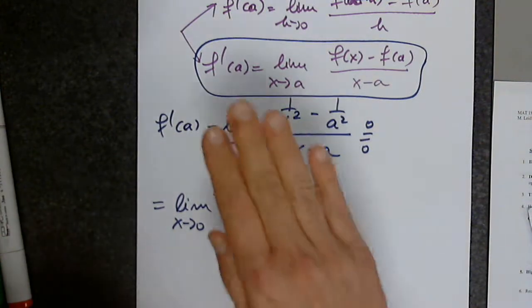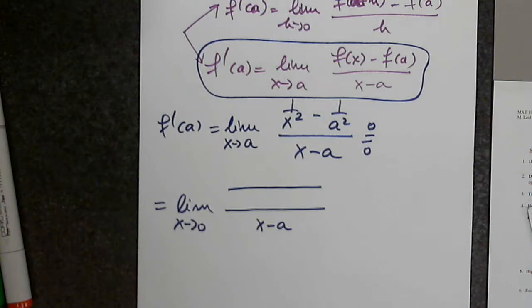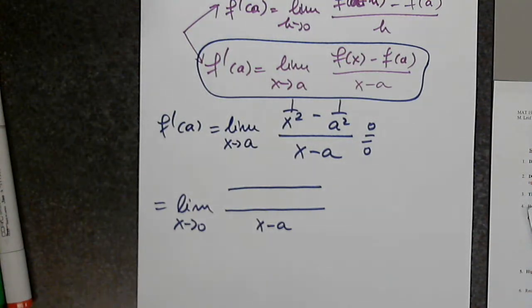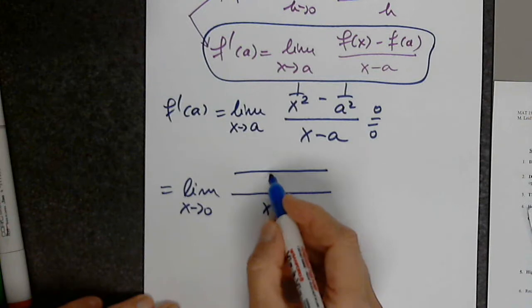And before we continue, since I got 0 over 0, I know for sure that a factor will come out from the top and the same factor will come out from the denominator, so I can cancel those. I can say that the limit exists till I get there, but there is definitely a factor at the top and a factor at the bottom that must go away. Which factor will that be? X minus a, of course.